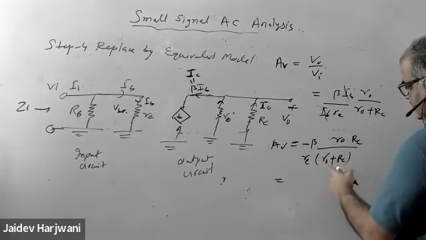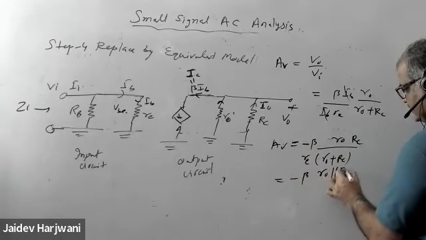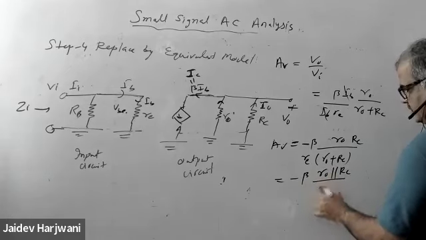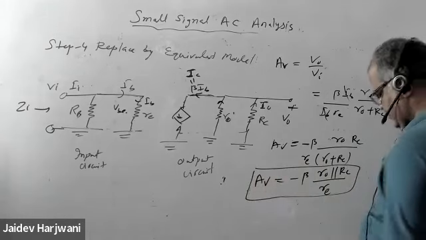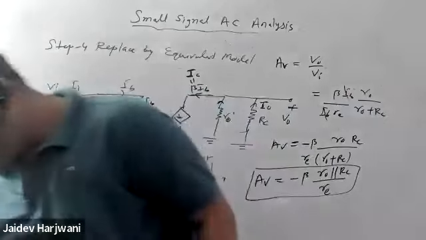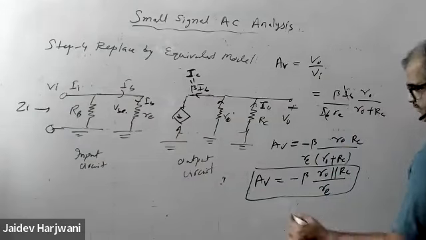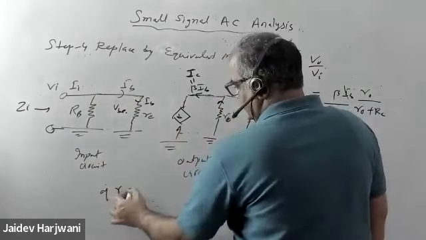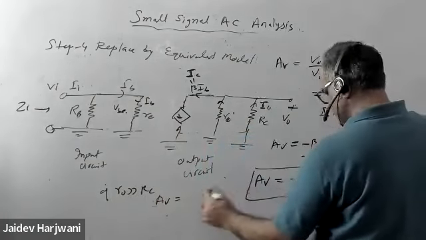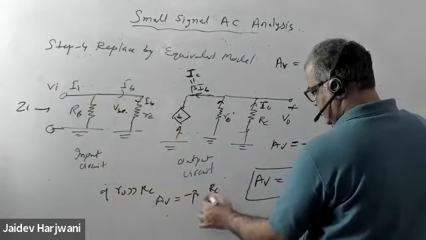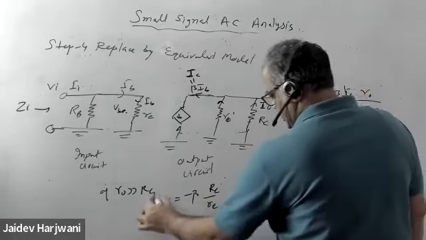This is R naught RC over R naught plus RC, so this becomes minus beta times R naught parallel to RC upon RE. This is your formula for voltage gain. And if R naught is greater than RC, in that case your voltage gain will become simply minus beta RC upon small re.